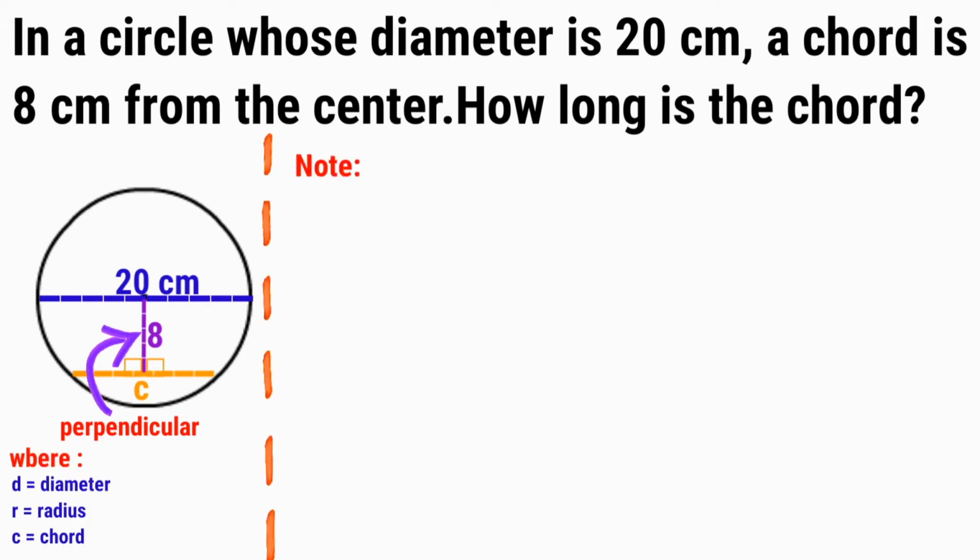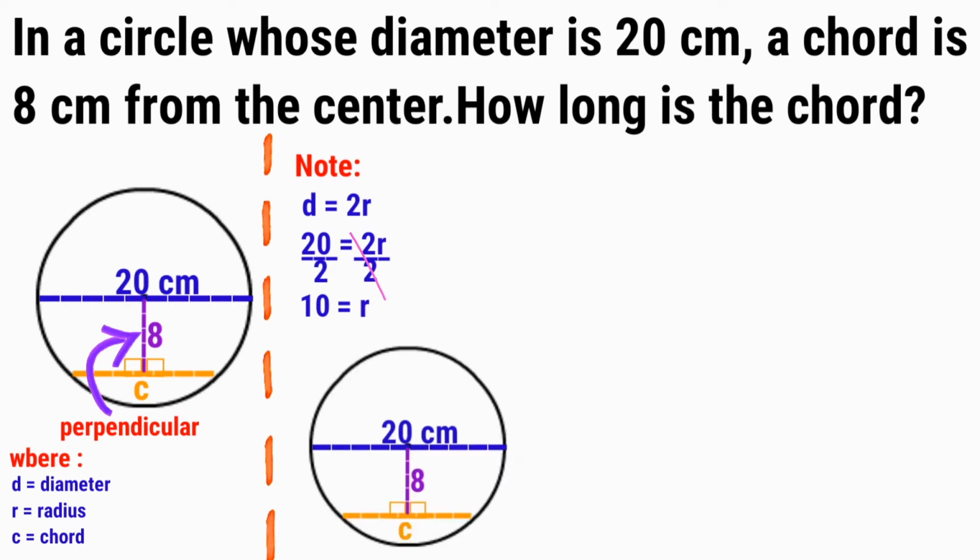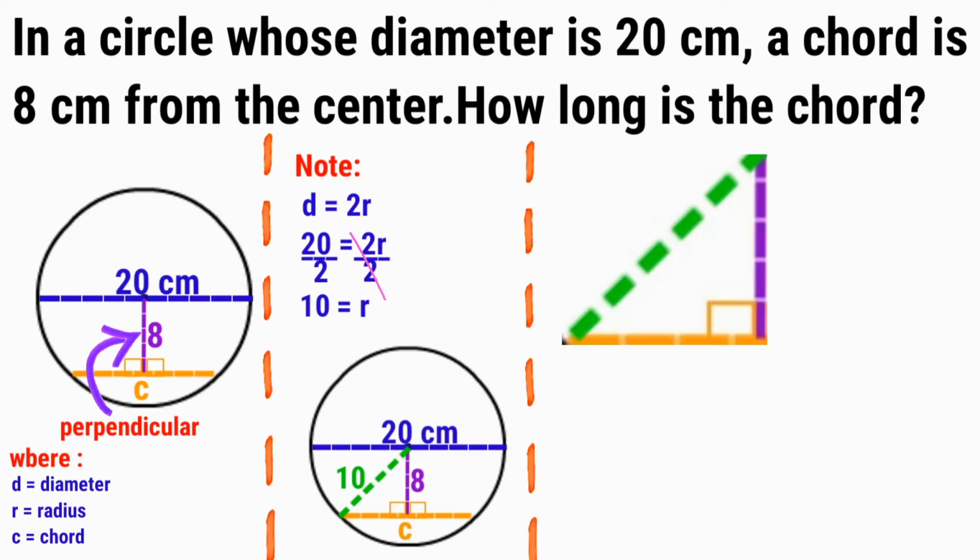Note that the diameter is equal to twice the radius. Substitute our diameter 20. 20 is equal to 2r. Divide by 2 on both sides. 20 divided by 2 is equal to 10. 2r divided by 2, cancel out the 2, is equal to r. Now, we have our radius, which is 10 centimeters. Notice that this forms a right triangle.